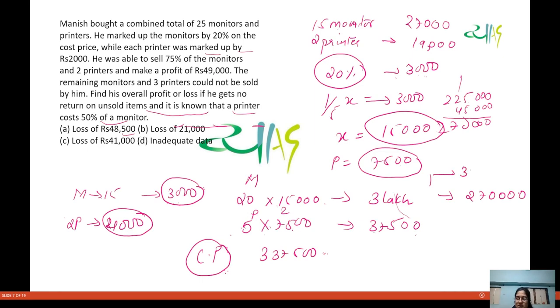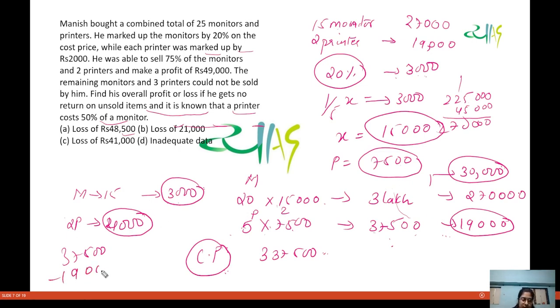That means a 30,000 rupees loss here. And we are getting only 19,000 rupees from printers. So how much loss is there here? Definitely you subtract 19,000 from 37,500. This will come to 18,500 rupees. So 48,500 rupees loss we are getting.